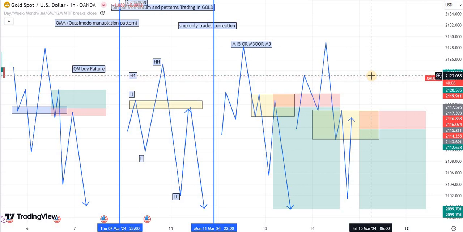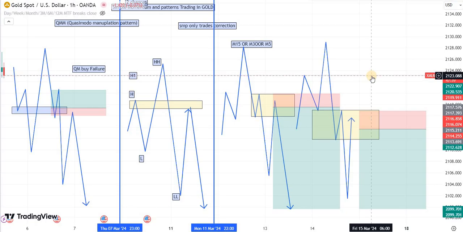Okay, so at first what we had learned, QM buy, again QM sell, QM buy failure turns QM sell. After that what we had learned, QM sell, and now we have to learn how QM sell is turned QM buy. That is Quasimodo manipulation pattern. It is like something different, right? But this is how chart works.